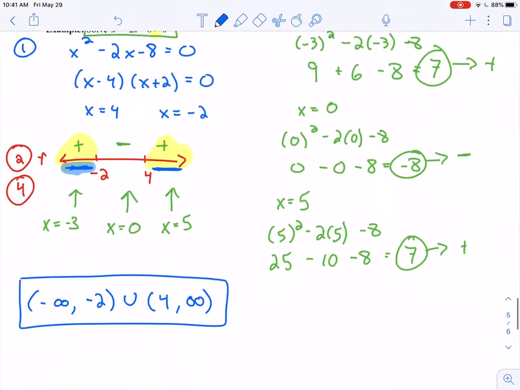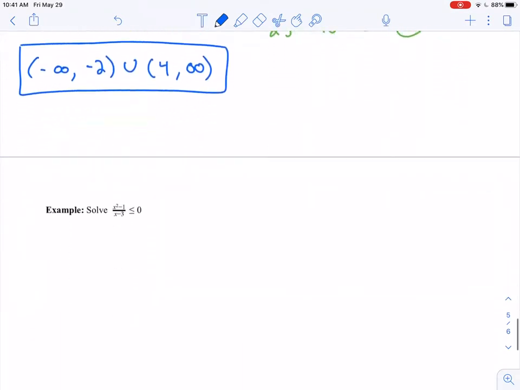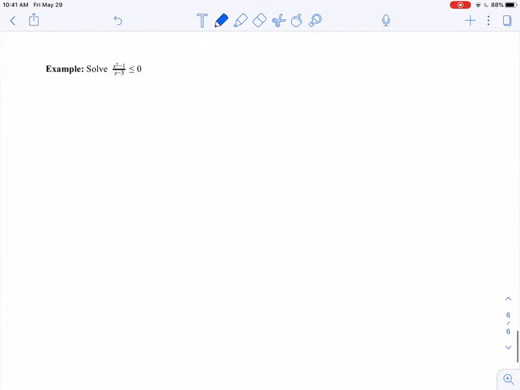So let's look at one more. This one's going to be a little bit more complicated, but we'll get through it here. We want to solve, here we have a rational function, x squared minus 1 over x minus 3 is less than or equal to 0. So I'm going to start by finding my partition numbers.